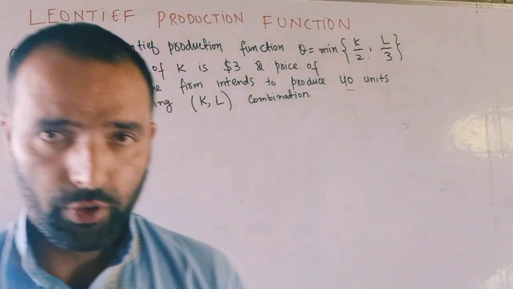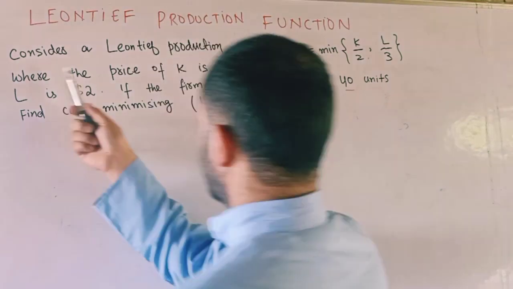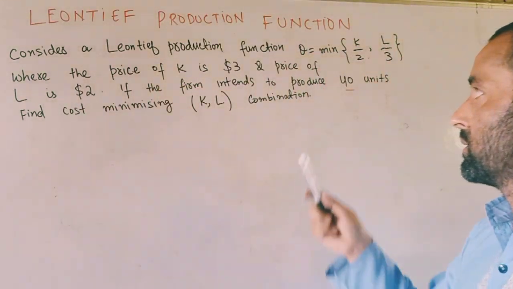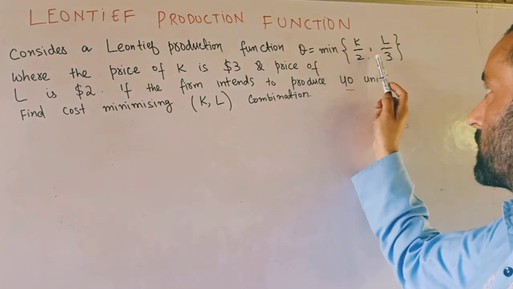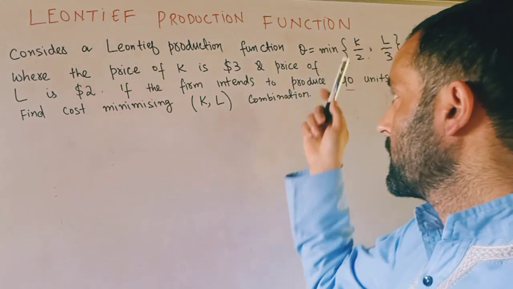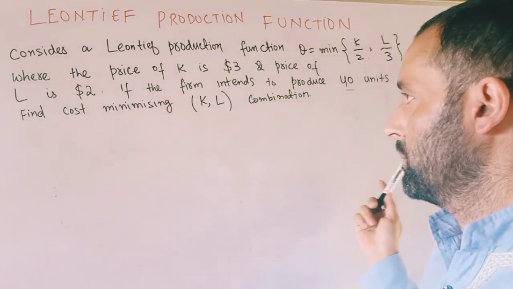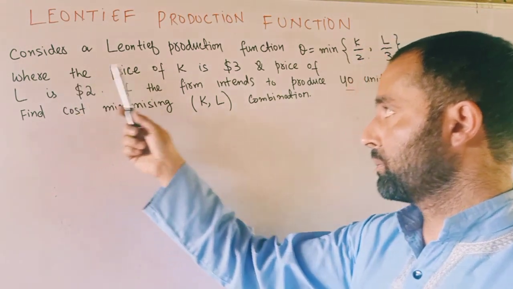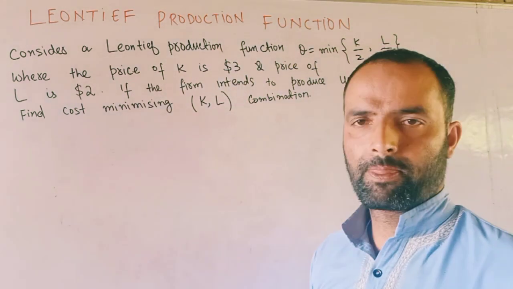In this video, we will solve a question on Leontief production function. The question is, consider a Leontief production function Q is equal to minimum of K upon 2, comma L upon 3, where Q is the output, L and K are the units of capital and labor. We are also told that the price of capital is $3 and the price of labor is $2.